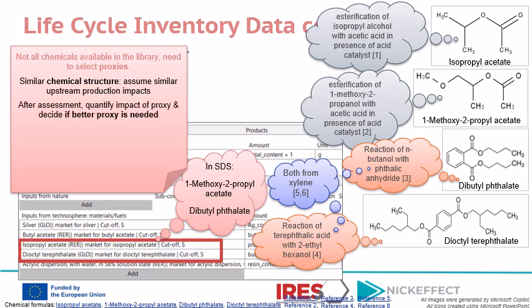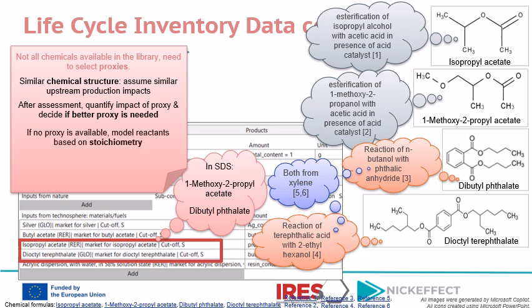Of course, after the assessment, it is important, if you have selected proxies, to quantify what is actually the impact of the proxy to the overall product. And if it is very high, that means that maybe you need to find a more accurate proxy, just to have more specific results for the chemical you need.